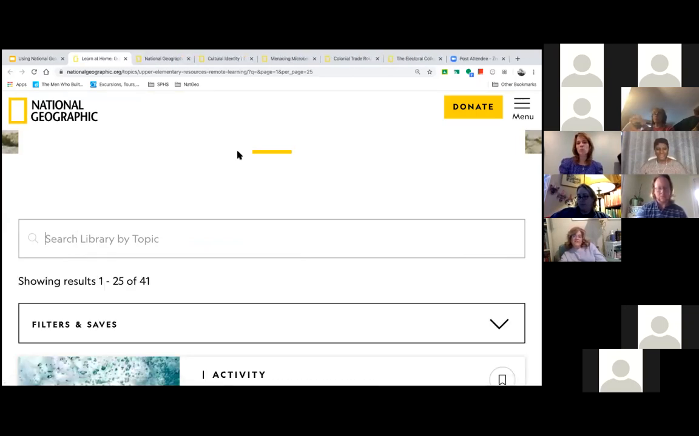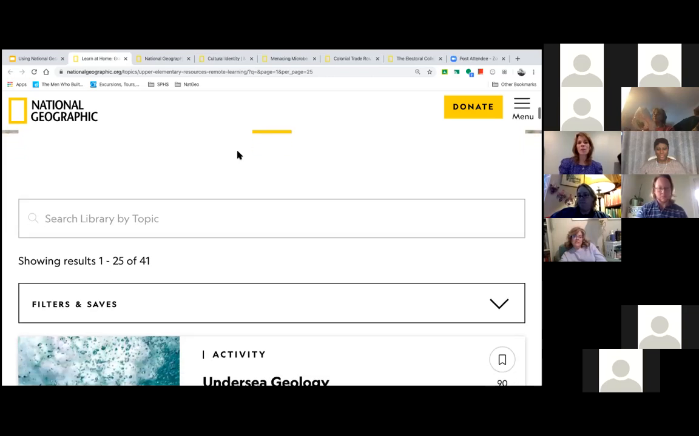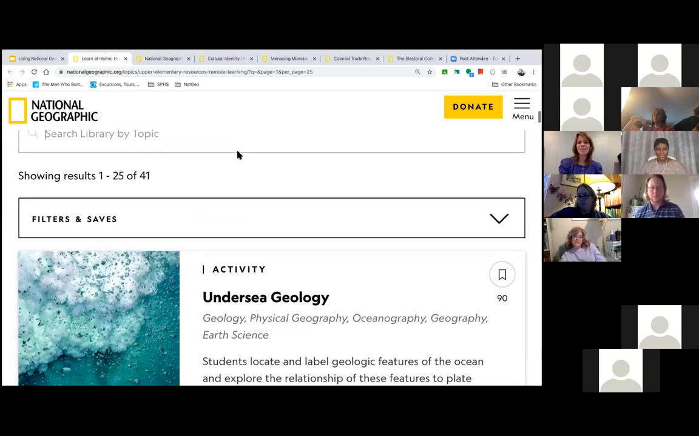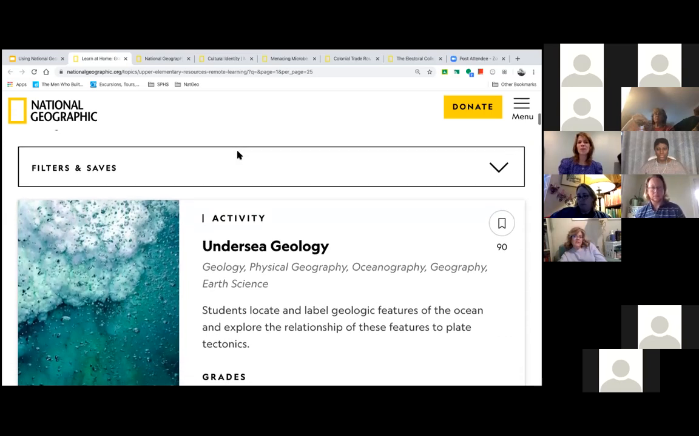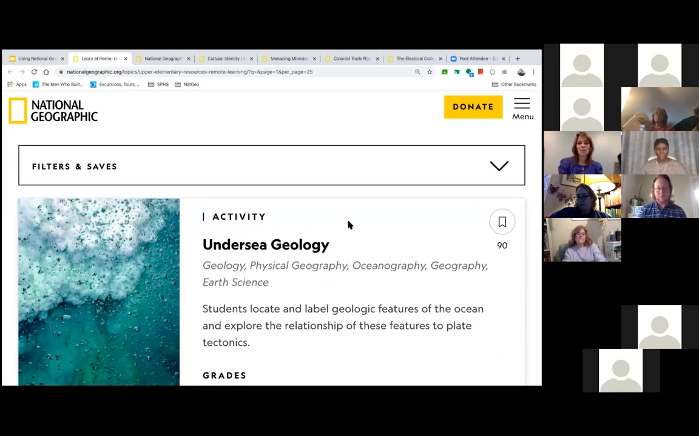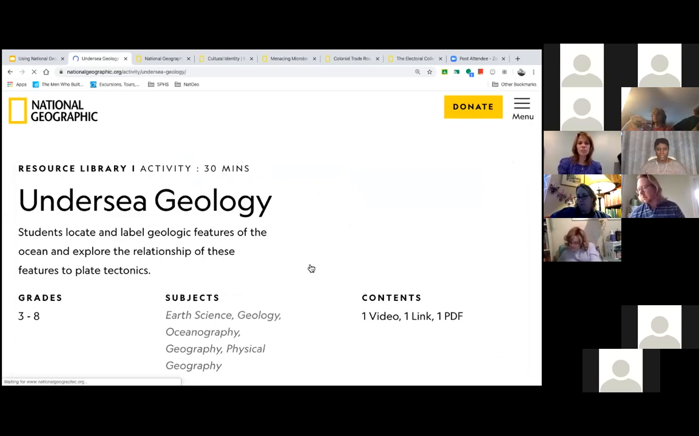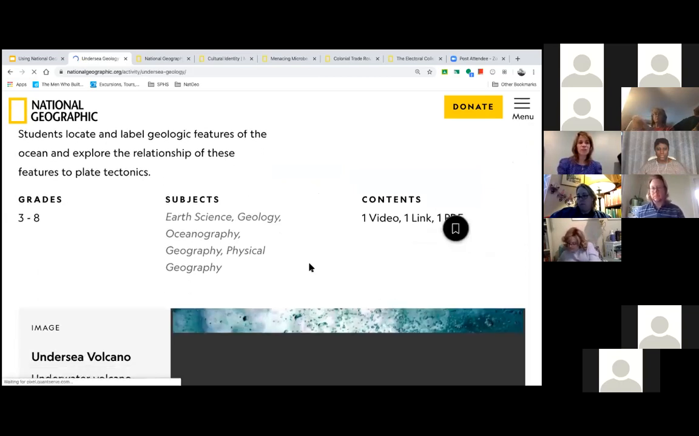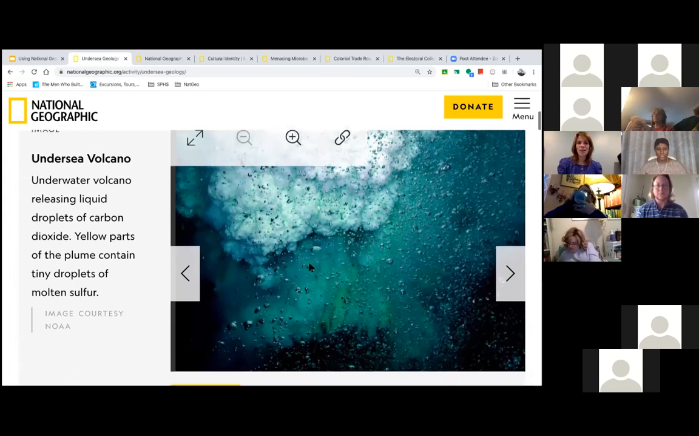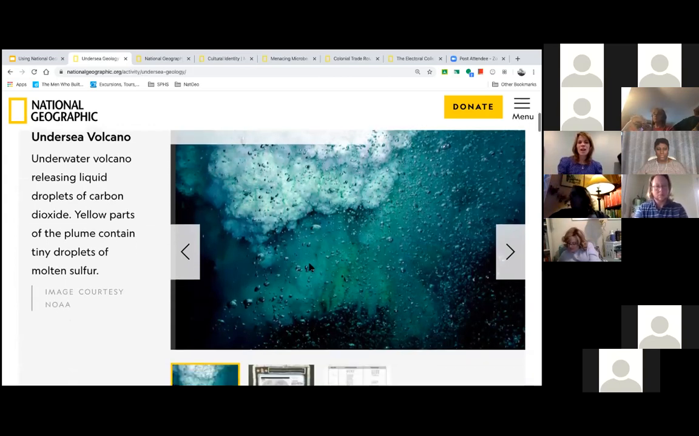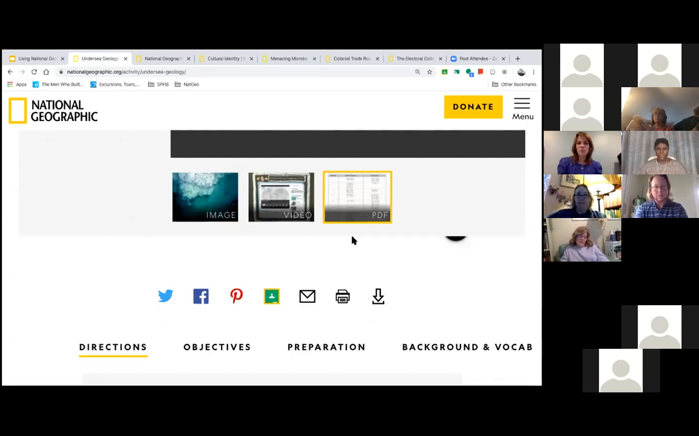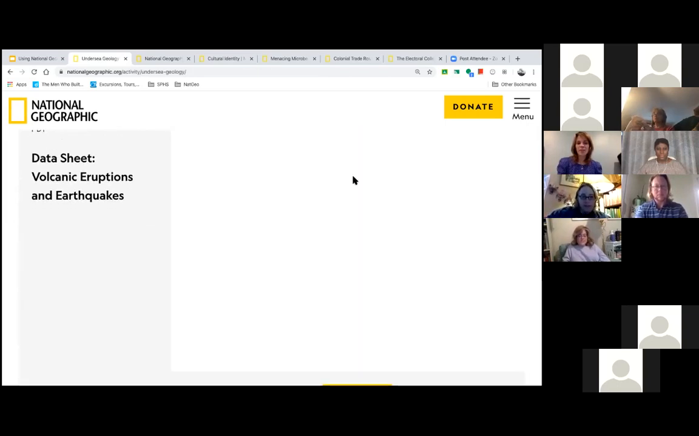We know that households look really different right now. By creating these really unique opportunities, students are able to do something out of the traditional, and yet it's still tying in geography and social studies. So under, say, geology, they get to locate and label geographical features, geological features, excuse me. They're learning about plate tectonics, underwater volcanoes. And then you can see there are PDFs that can get printed off as well.